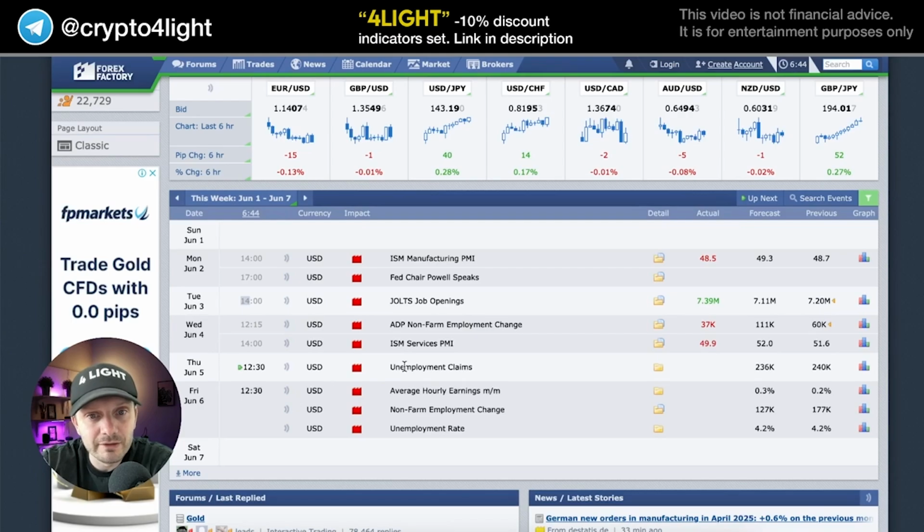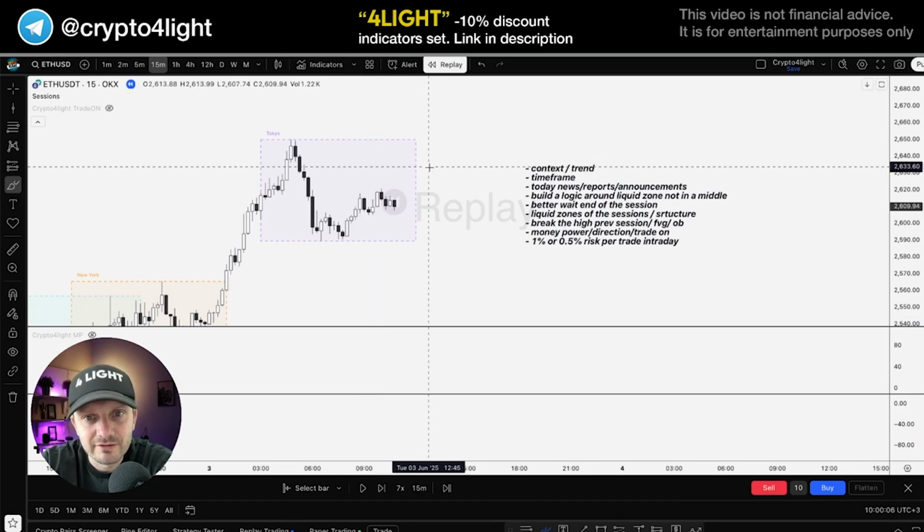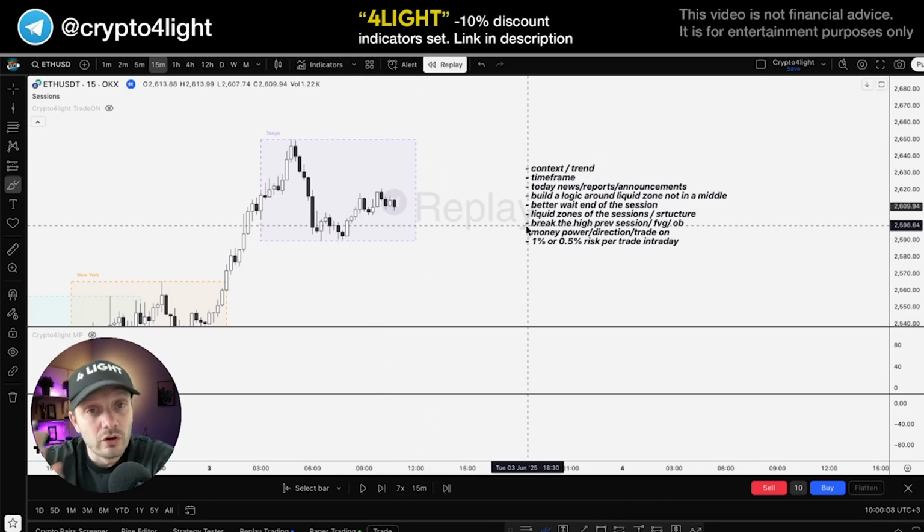So for example, unemployment claims will also affect. I use only the red ones, which all the time impact the market a lot. So you also have to understand whether today we have news or not, because without news it will be a less stressed day, less volatile. So maybe news will not affect the candles on the chart unpredictably.